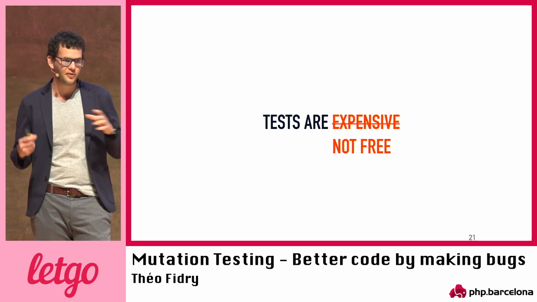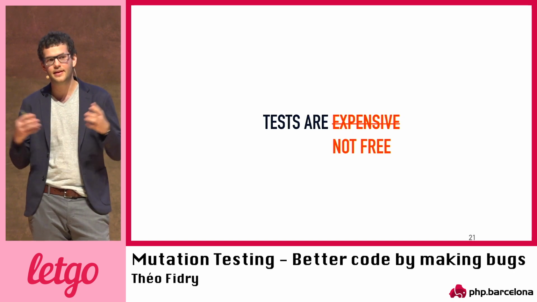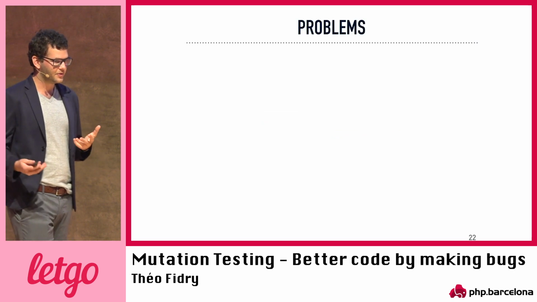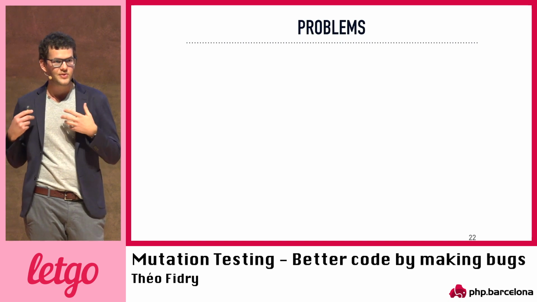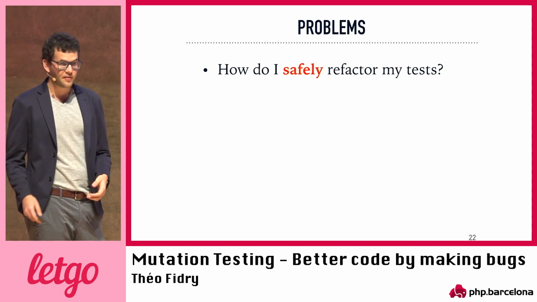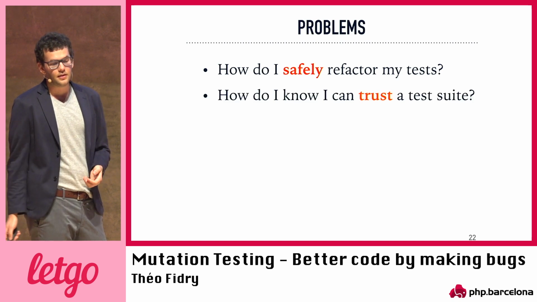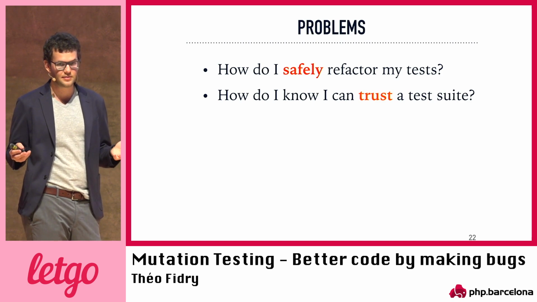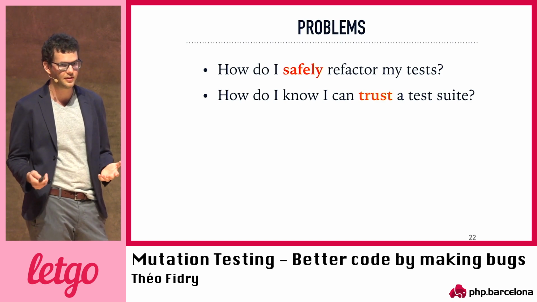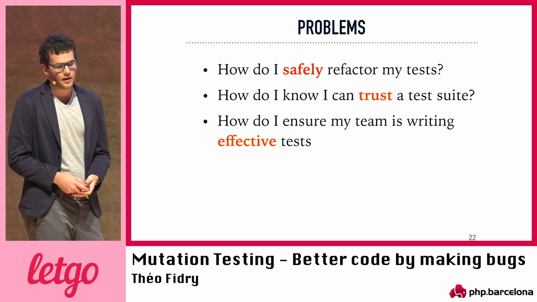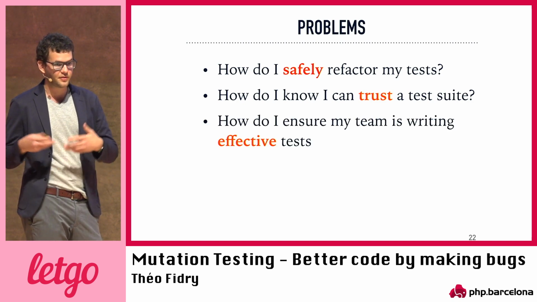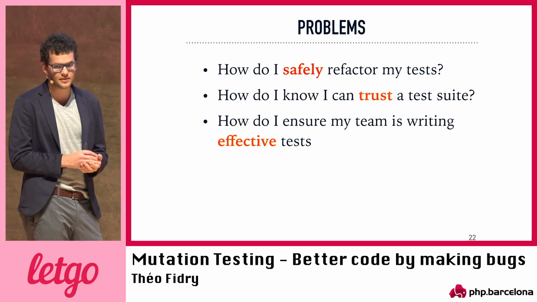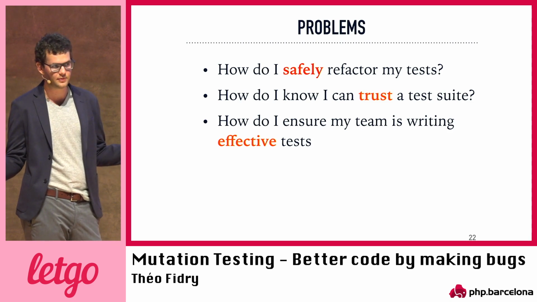You can't afford to have a feature that takes one day to implement and spend ten days just writing tests. That's too expensive. So you have a kind of balance to find, and tests introduce their own set of problems. How do you safely refactor your tests? How can you make sure that, given a test suite, you have an idea who wrote it? How do you know that you can trust this test suite, that it's actually testing anything, or if it's just nonsense? How do you make sure that the rest of your team is writing effective tests, the tests that are needed, and not writing tons of tests just for the sake of it and saying that they wrote tests?